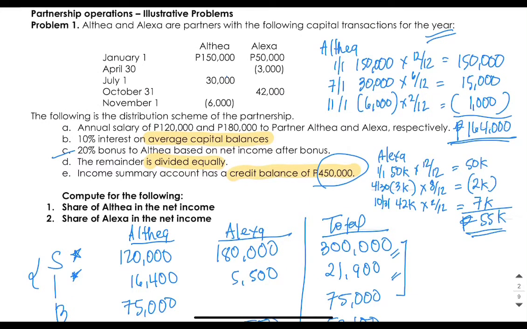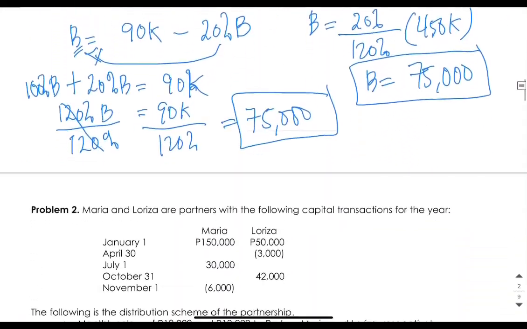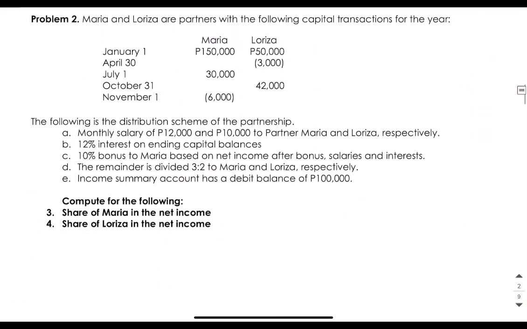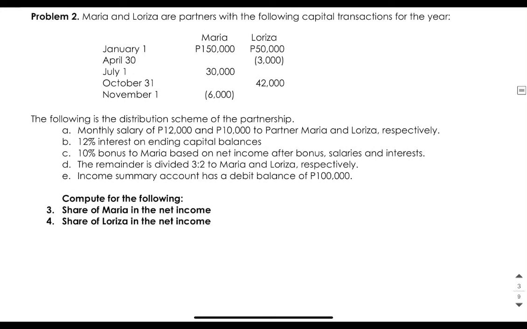Let's proceed to problem number 2. Okay, so problem number 2. Maria and Loriza are partners with the following capital transactions for the year. So the following is the distribution scheme of the partnership. Okay, salary, interest, and bonus again are provided. Then the remainder is divided 3:2 to Maria and Loriza respectively. Income summary account has a debit balance of 110,000. So debit balance, okay, it implies that our result of operation is a net loss. So it is net loss.